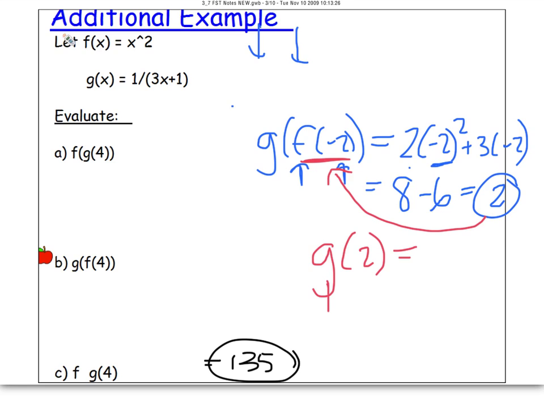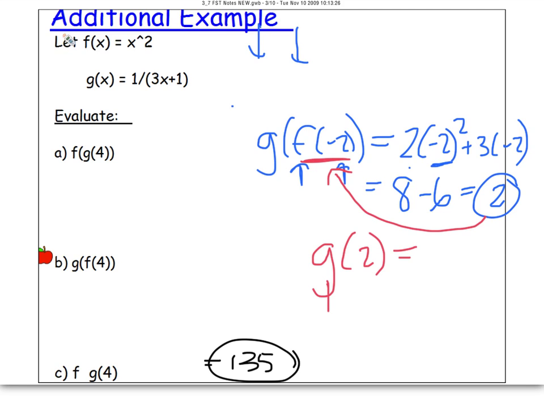So I identify the f function, which is this right here, and I put 1 over 13 in the place of x. So it used to be x squared. It's going to be 1 over 13 squared. Recall with exponents that the 2 just goes to both. So 1 squared over 13 squared, answer is 1 over 169.